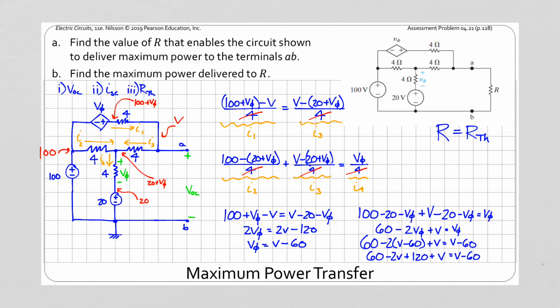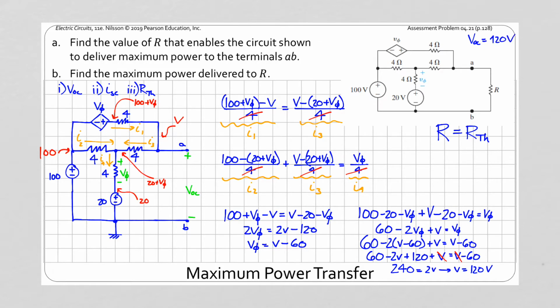Now I can cancel a V and a V. I can bring over the 60 and I end up with 240 equals 2V, or V is equal to 120 volts. And so if I've got 120 volts here, this is ground, then my open circuit voltage, VOC, in this case, is going to be 120 volts.